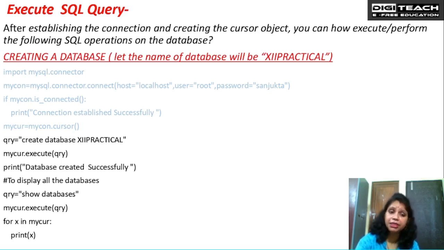First of all, how do you create a database? The database name is 12th practical. After that we have to create a table in that particular database. So let's do it practically. Here you can already see create database 12th practical. 12th practical is the folder name, that means the database name. After that we execute this query, then display the databases by using show databases, execute the query again, then continue a loop to display all the databases in our SQL server. So let's do it practically.